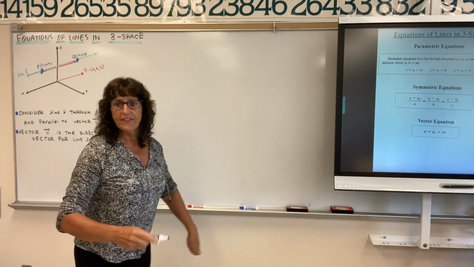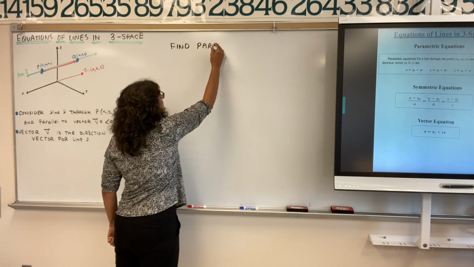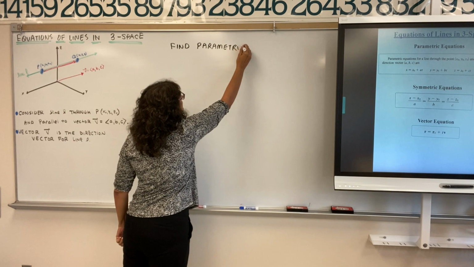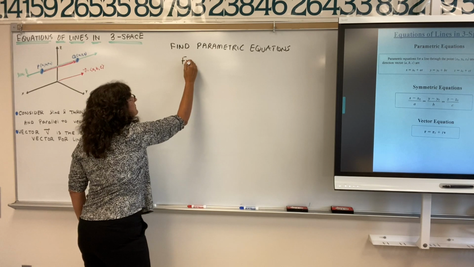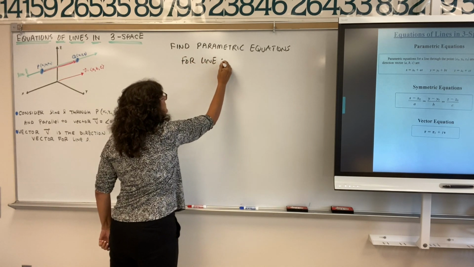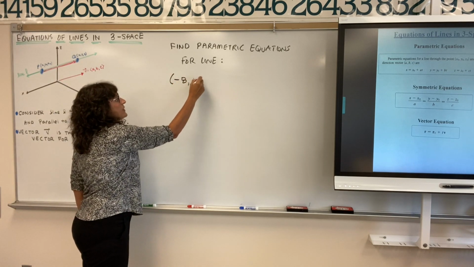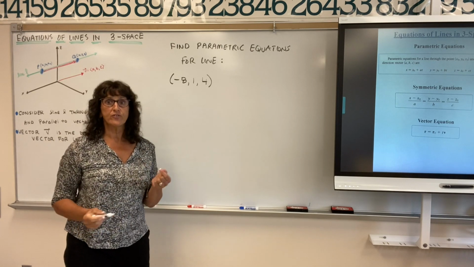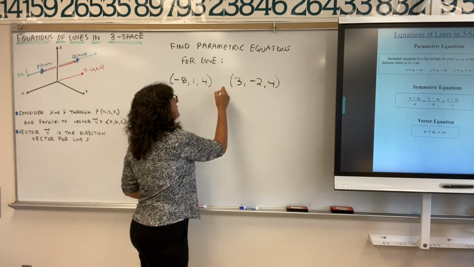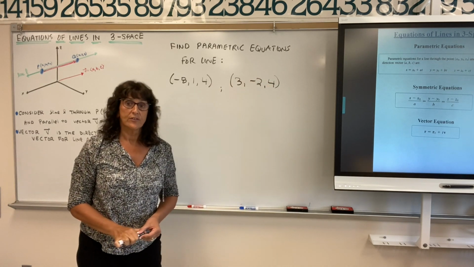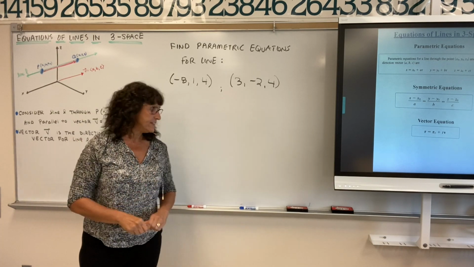So the first example, we're going to find the parametric equation for the line. Okay, so we're going to be given 2 points. Our first point is going to be -8, 1, 4. And our next point is going to be 3, -2, 4. Okay? So these are our 2 points. And we want to write the equation of a line. Just like you did in an Algebra 1 class, they give you 2 points, write the equation of a line.